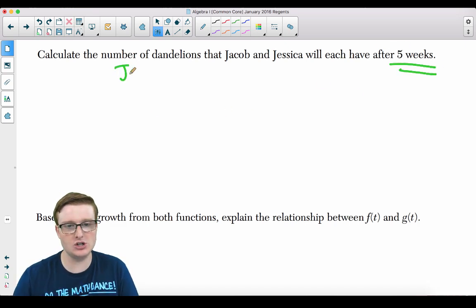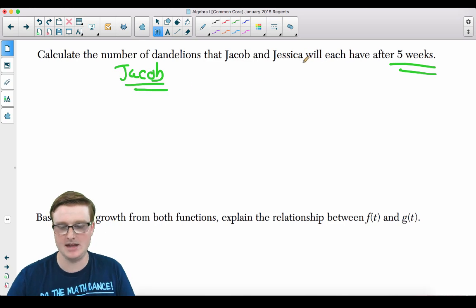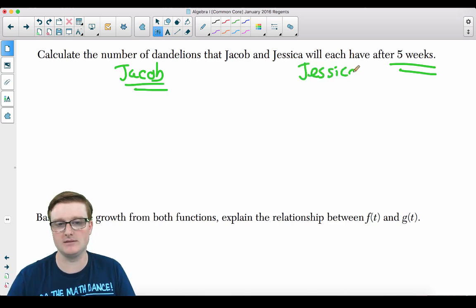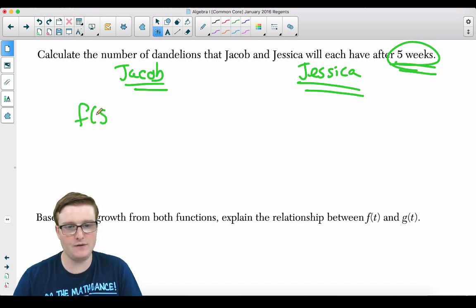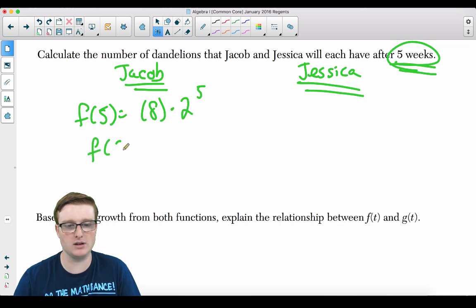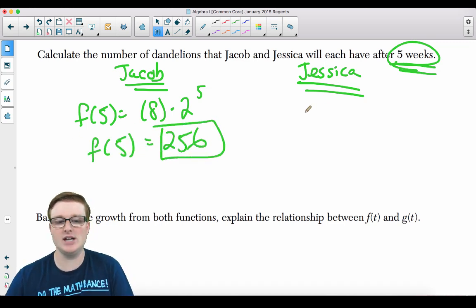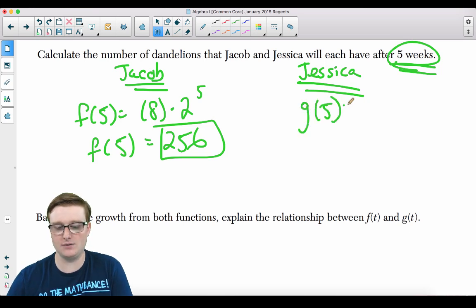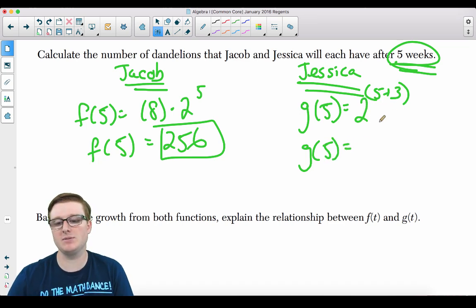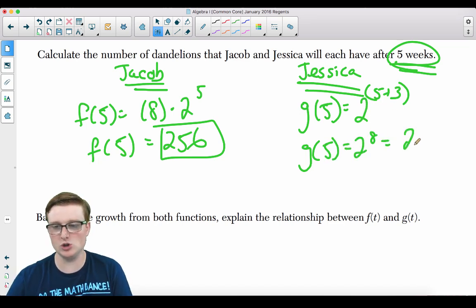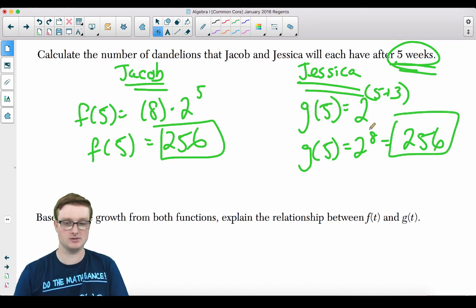So all you're going to do is take Jacob's function and Jessica's function and plug in 5 for t. So we have f of 5 is equal to 8 times 2 raised to the 5th power. When you plug that into your calculator, you get 256 dandelions. Jessica is g of 5, which is equal to 2 raised to the 5 plus 3 power. That is g of 5 is equal to, well, 2 raised to the 5 plus 3, that's 2 to the 8th, which is 256 dandelions.